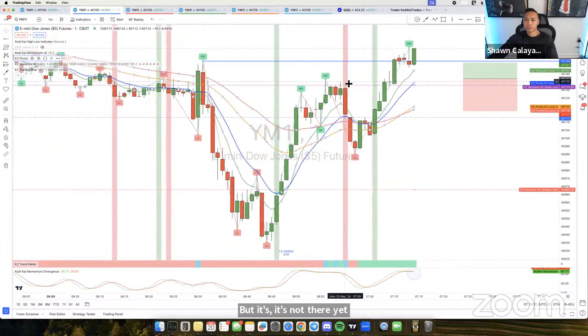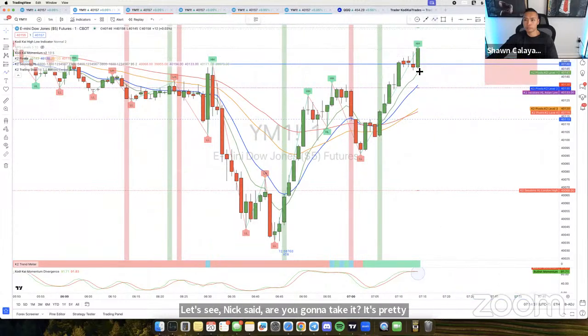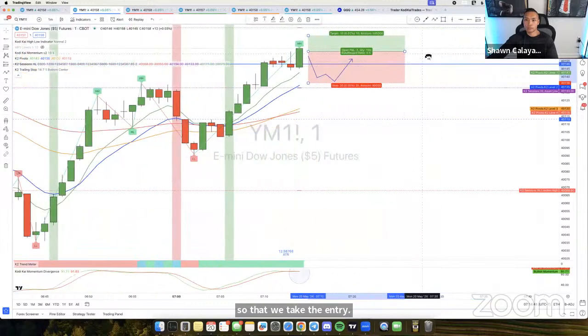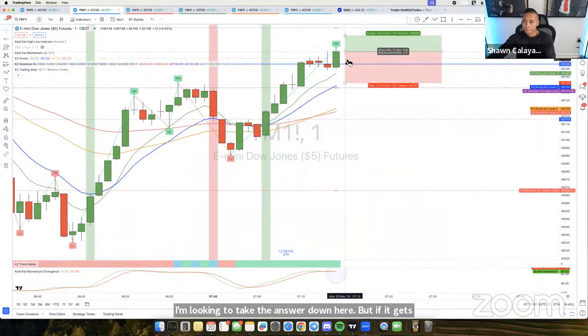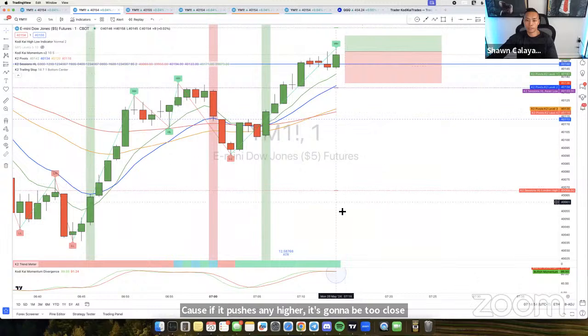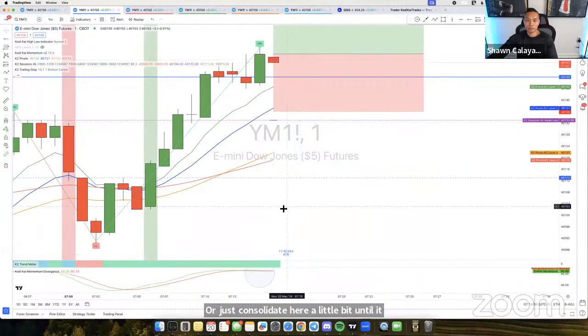Let's see, Nick said, are you going to take it? It's pretty far from the sessions. That's why I was looking for it to pull down a little bit, Nick. That's why I said I wanted to pull down a little over here so that when we take the entry, I'm looking to take the entry down here. But if it gets too high, I wouldn't take it, of course, because the sessions are there. If it pushes any higher, it's going to be too close to the sessions. That's why I was waiting for it to pull back a little more, or just consolidate here a little bit until it gives it some space.